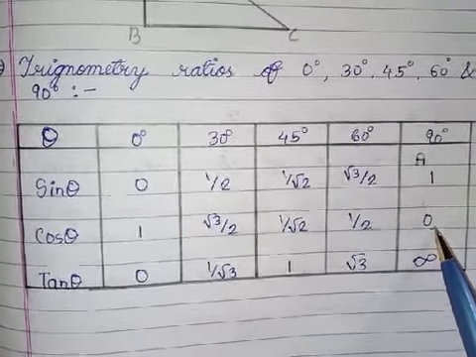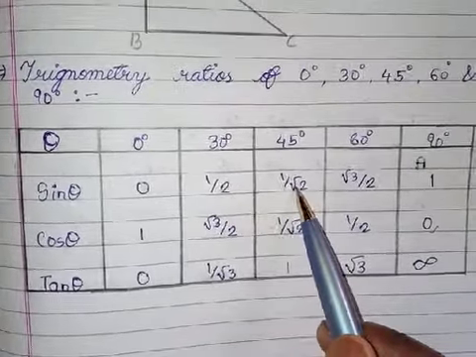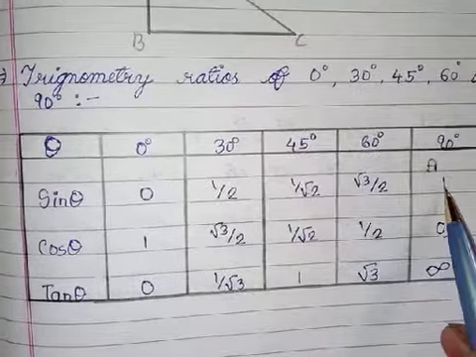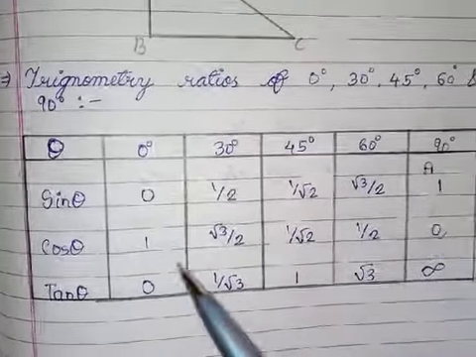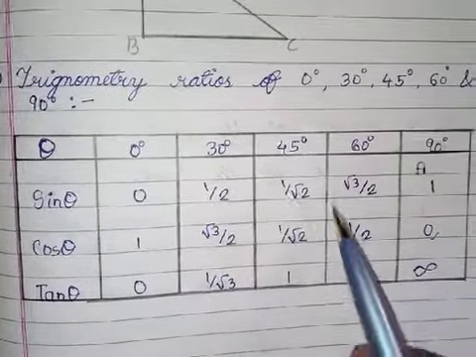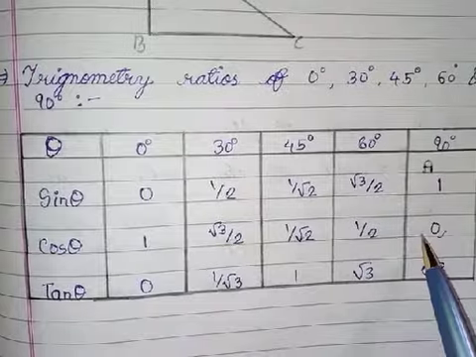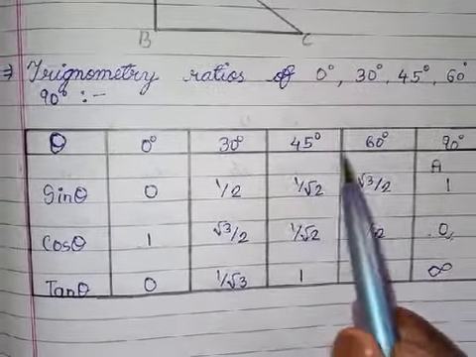You can easily remember that. Sine is 0, 1 by 2, 1 by root 2, root 3 by 2 and 1, and inverse it now. Start writing from the other end: 1, root 3 by 2, 1 by root 2, then half, then 0. So these will be the values of cos theta at different angles.